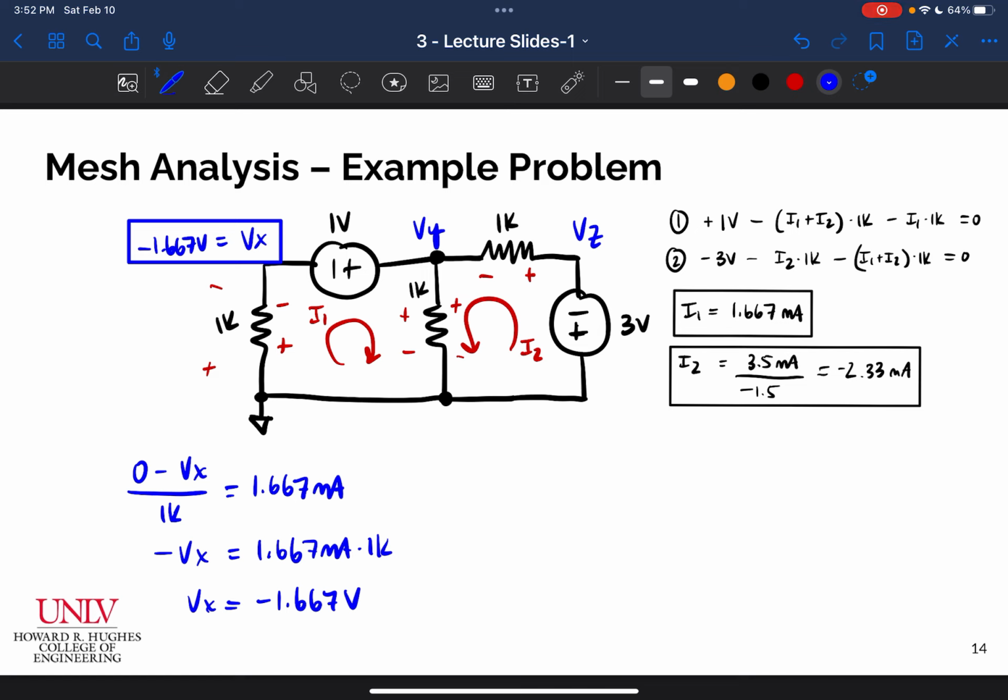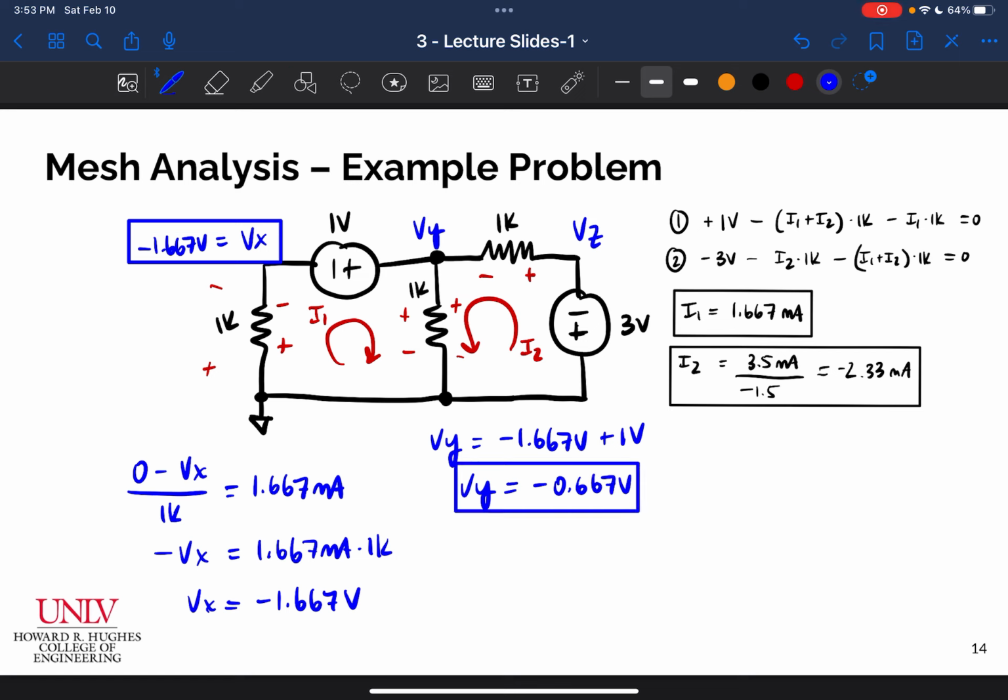Vy, very simply, is literally just Vx plus 1 volt, because that's what the voltage source tells us. It tells us that the voltage on the plus side is 1 volt higher than the voltage on the minus side. So I can very quickly write that Vy is just negative 1.667 volts plus 1 volt, or Vy is negative 0.667 volts. So now I'm done with Vy.